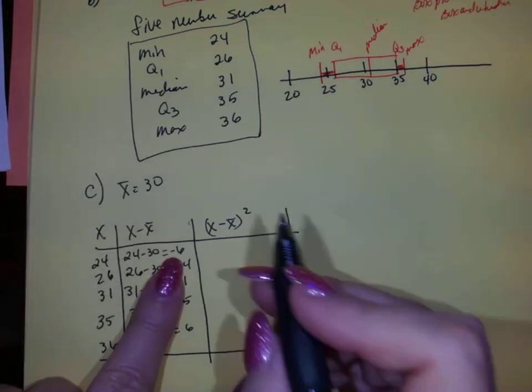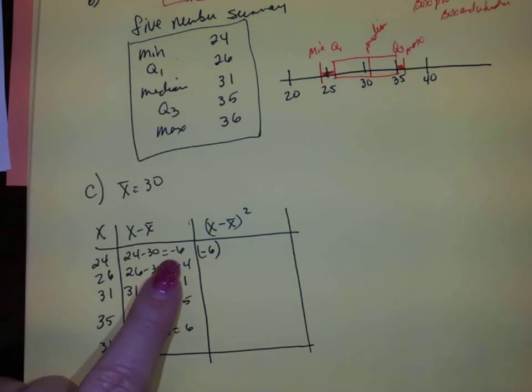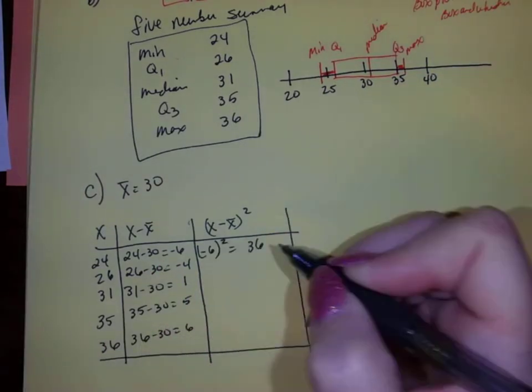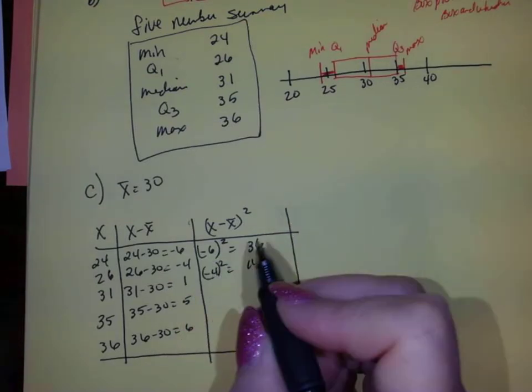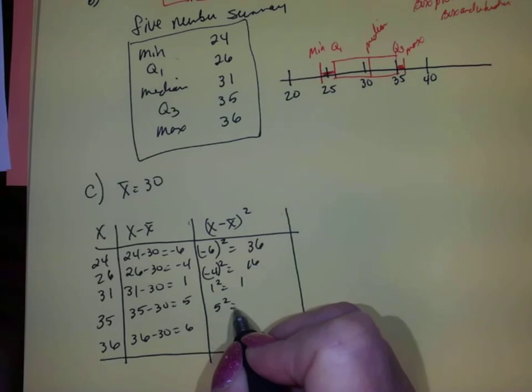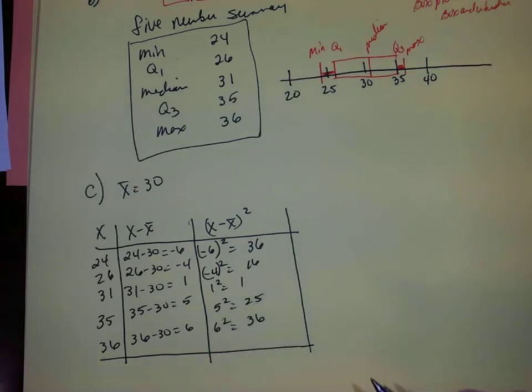Now we got to square them. If you recall, I told you, even if it's a negative value, we're squaring the whole thing. And so it will get us a positive number every time. -4 squared will get us 16. 1 squared will get us 1. 5 squared will get us 25. And 6 squared will equal 36.